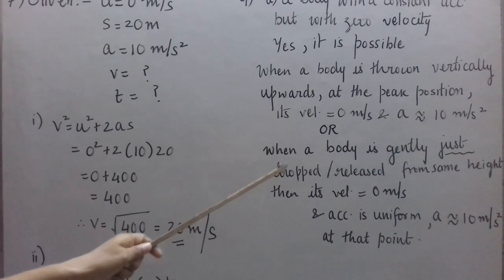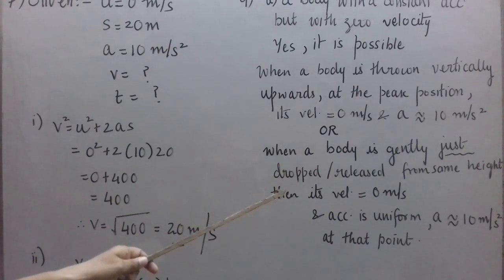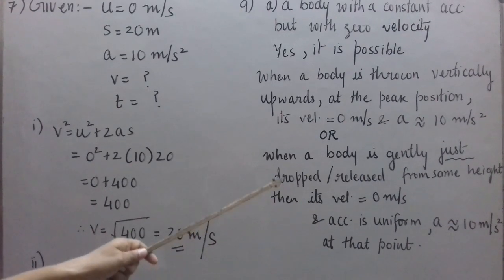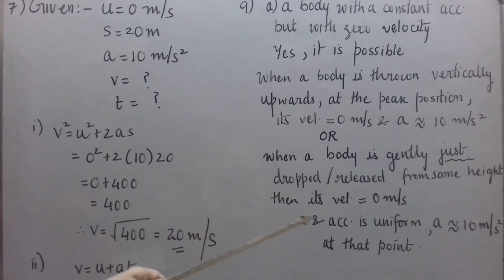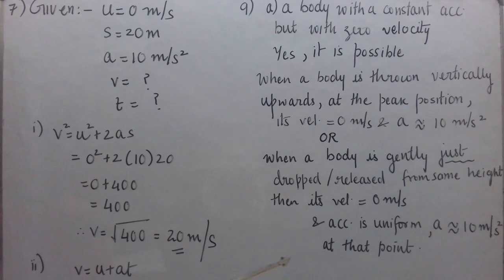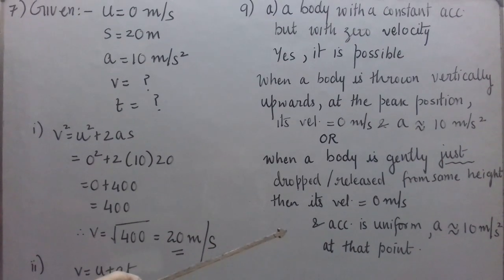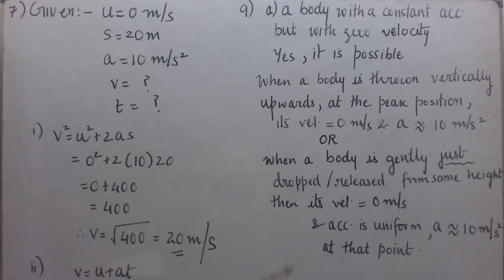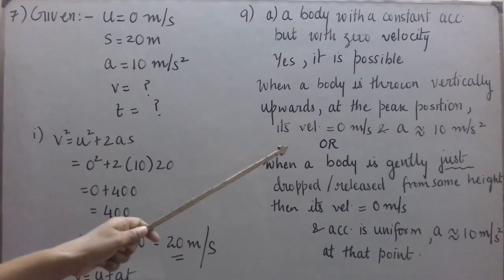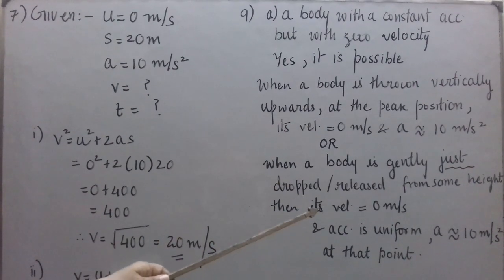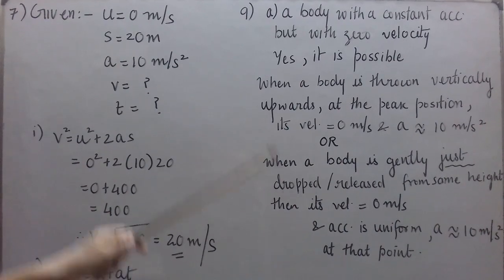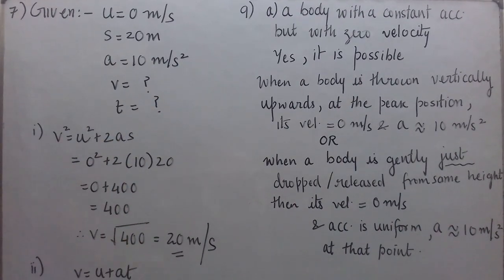Or when a body is gently just dropped or released from some height, then its velocity is 0 meter per second at that point and acceleration is uniform, which is approximately 10 meter per second square. Uniform remains same throughout the motion, but we are talking about at the point when it is released or at the peak position, velocity is 0 meter per second and acceleration is also uniform. Hope it is clear to you.